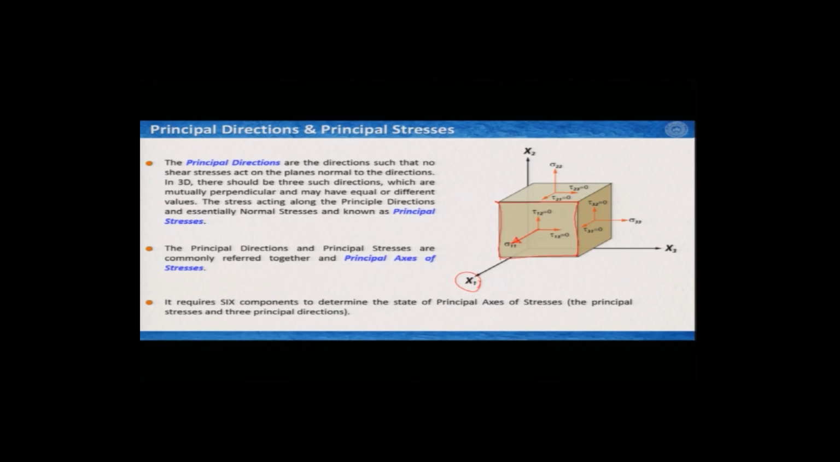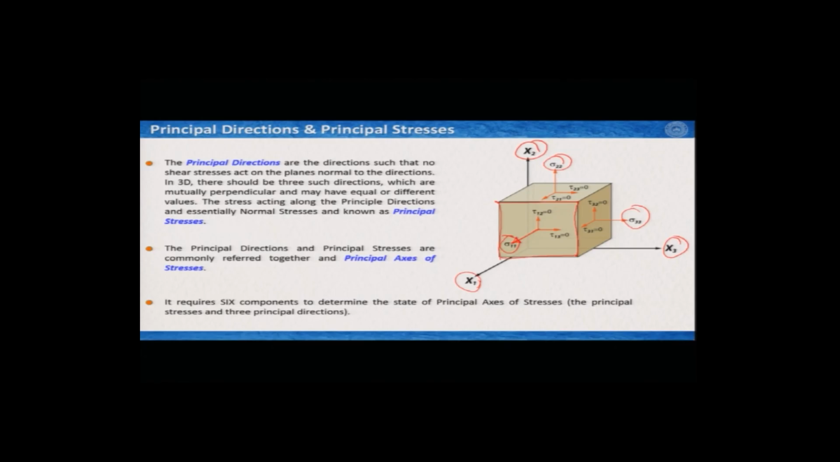And because x1, x2 and x3, these three are my coordinate frames, a coordinate frame in a Cartesian system, sigma 1, sigma 2, and sigma 3 are my principal directions as well, along the direction it is working. In 3 dimensions there should be 3 such directions, as we have seen, which are mutually perpendicular and may have equal or different values.